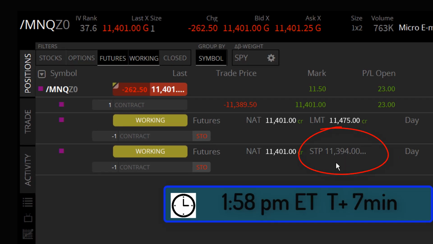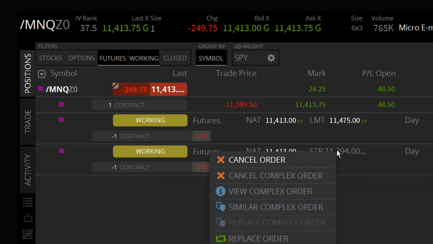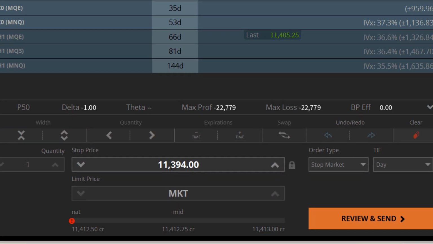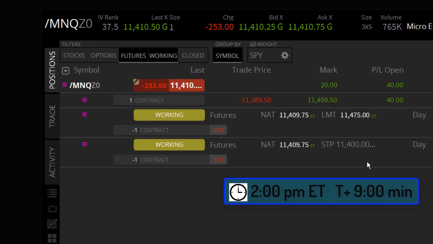We can see here we're at 1:58, 7 minutes into the trade. There's my stop at 11,394 now, and the market's trading at 11,401. That's pretty close in there, but the market on this particular day isn't real volatile, so I'm pretty comfortable with that. 8 minutes into the trade now, and I'm going to move my stop market order up a little bit from 11,394 to 11,400, just to lock in a little bit more of that potential profit.